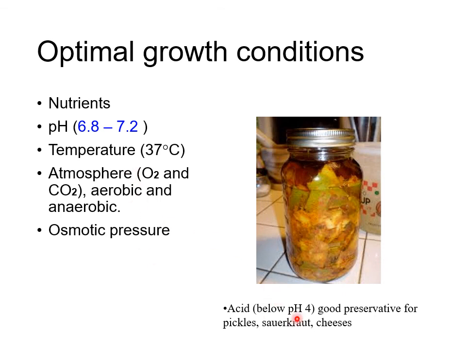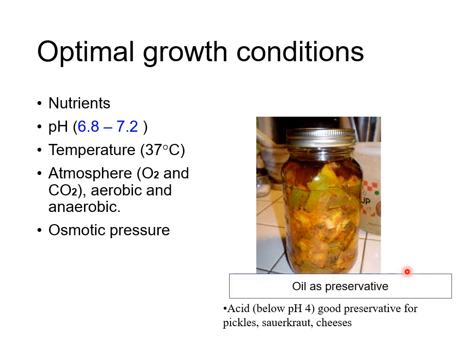And the other thing is that you add a lot of acidic environment, for example, vinegar. Vinegar is very acidic. The pH of vinegar is below 4, so it's a very good preservative for most of the pickles, sauerkrauts, cheeses, and that's how you protect your food from spoiling. Similar to what we do here in microbiology. Okay, so let's move on to the next slide.